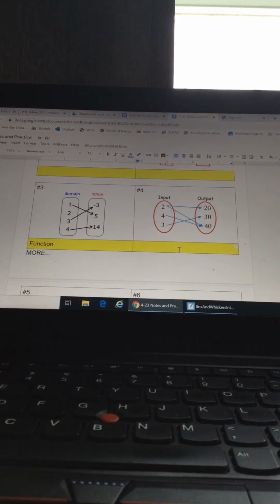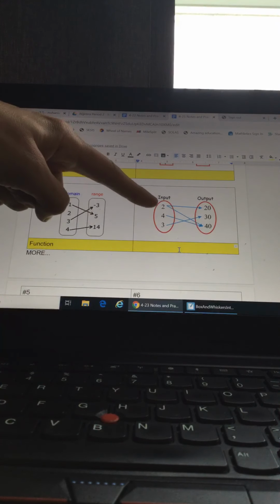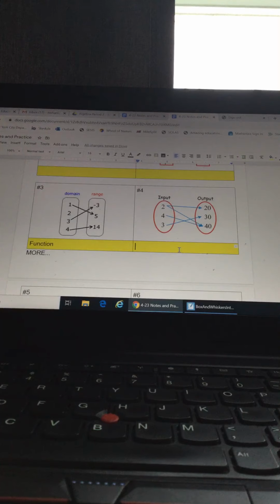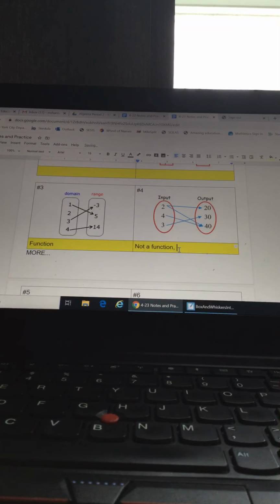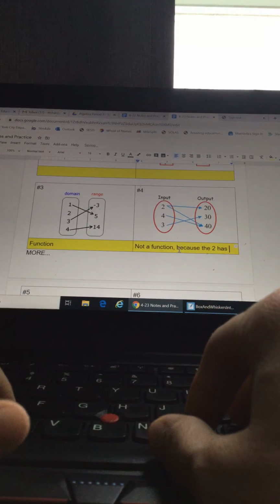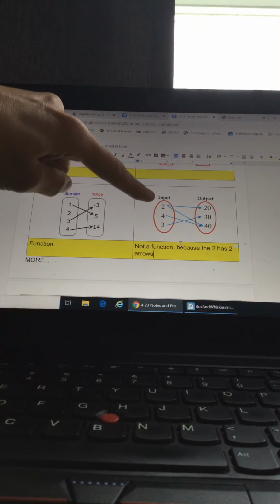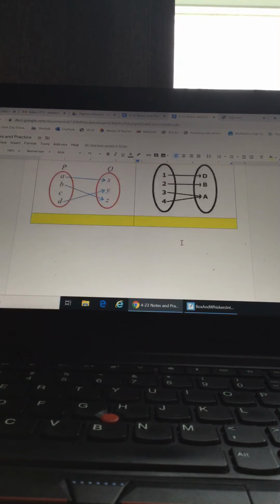Looking at number 4, we have the 2 has 2 arrows. So I actually don't even have to look at the 4 and 3 on the input side because I know this is not a function. Why is it not a function? Because the 2 has 2 arrows. Because the input can only have 1 output, and this input of 2 has the 20 and the 40. So therefore, it cannot be a function.